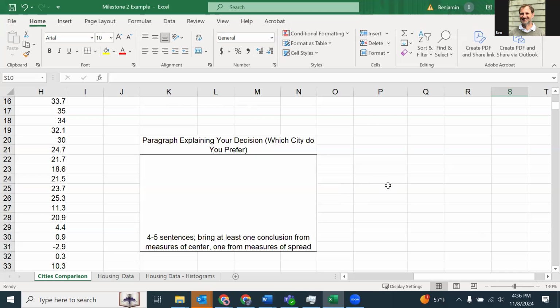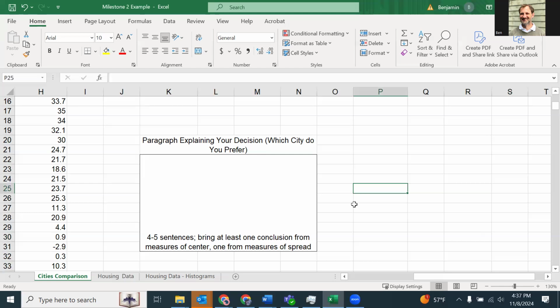Remember that measures of spread talk about variation, and another way to talk about variation is to flip it on its head and say consistency. If you want consistency, if it's important to you, then you would be looking for a low standard deviation. And if you want variation, then you're looking for a high standard deviation. Same with range, because they both measure the same thing.